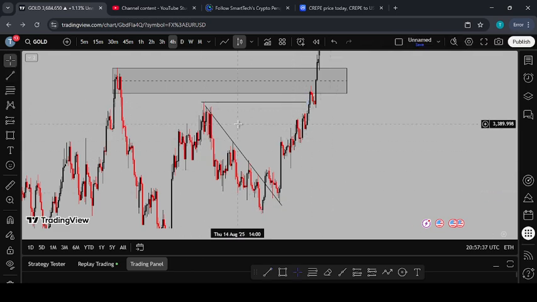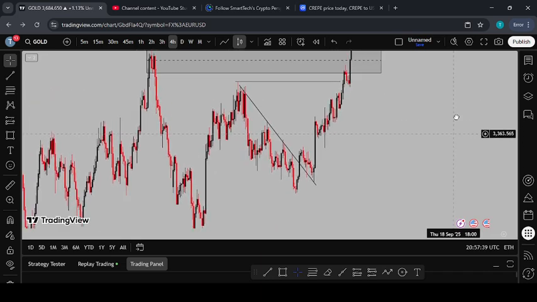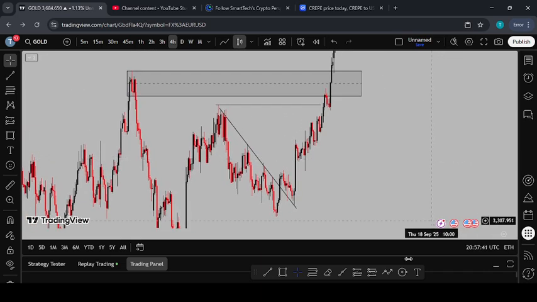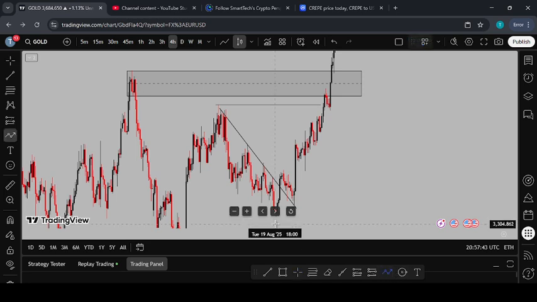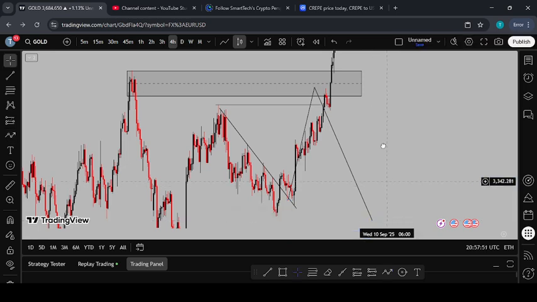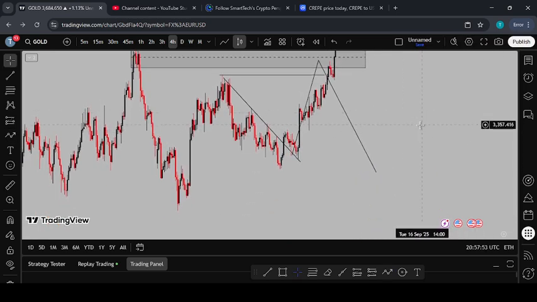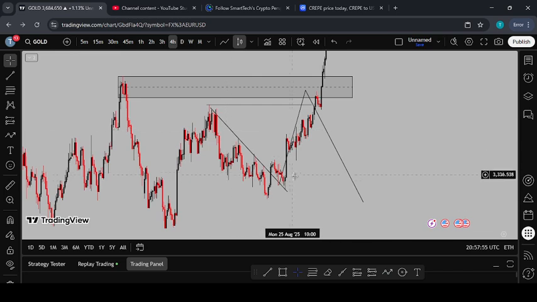This high may be acting as liquidity for price to take out. Then you might have price move like this. After sweeping this liquidity, price can just take this high, tap into the sell zone, and we have that sell to the downside. So in this kind of scenario, what you have now is a grab.